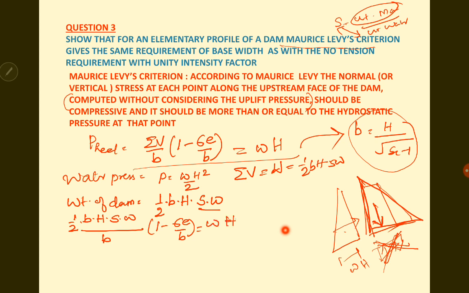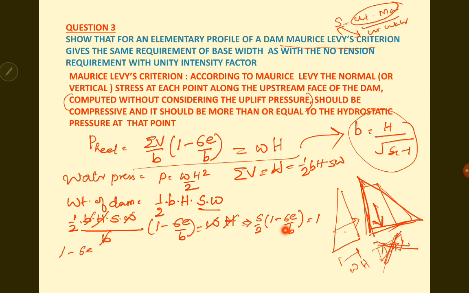We are going through the Morris-Levy criteria. B will get cancelled, W will get cancelled, H and H will get cancelled. So the equation becomes S by 2 into 1 minus 6E by B is equal to 1. Otherwise, you can rearrange and find the equation for E. What will be the equation for E that you get?